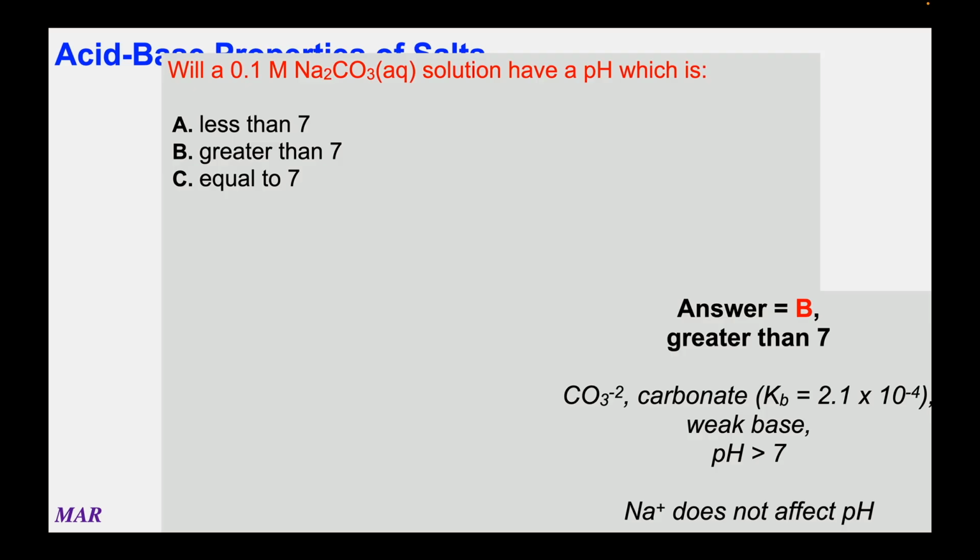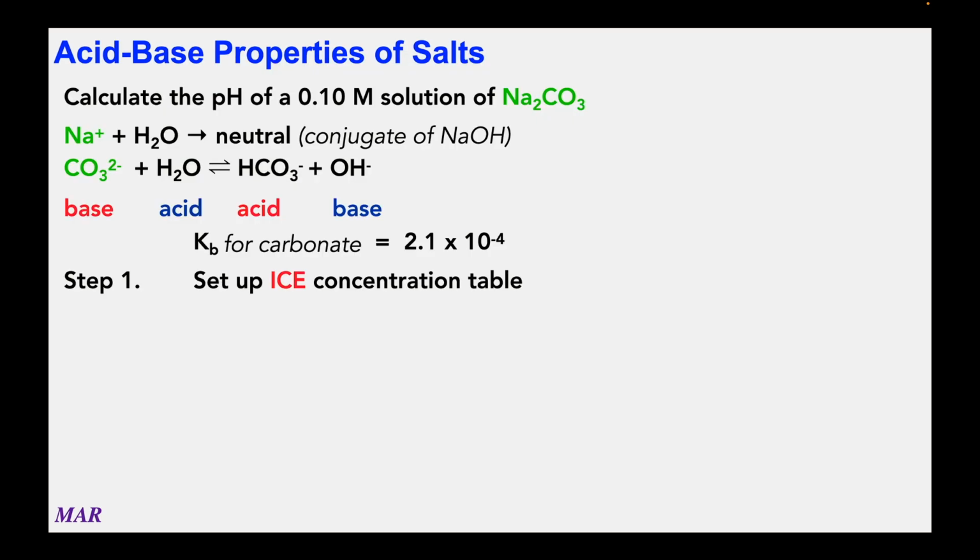It's the carbonate here. Sodium carbonate, the sodium plus water, no effect on pH, neutral. Sodium is the conjugate of NaOH. But carbonate in water will create hydrogen carbonate and hydroxide. The Kb for the carbonate, 2.1 times 10 to the minus 4. So let's say we wanted to find the pH of a 0.10 molar solution of sodium carbonate.